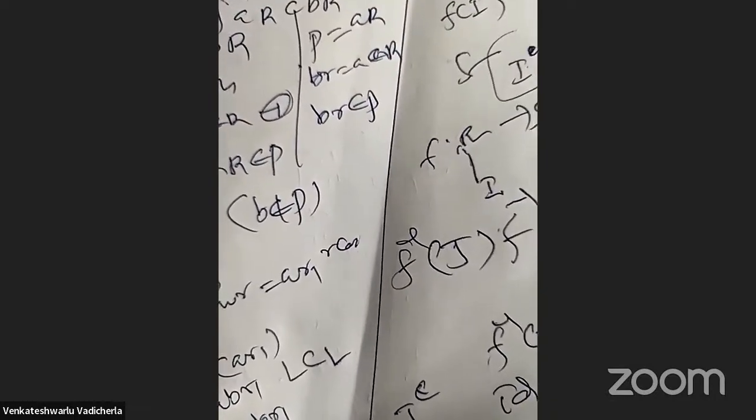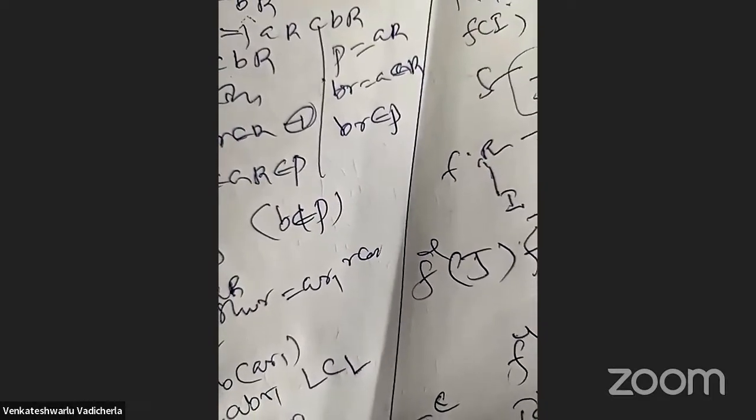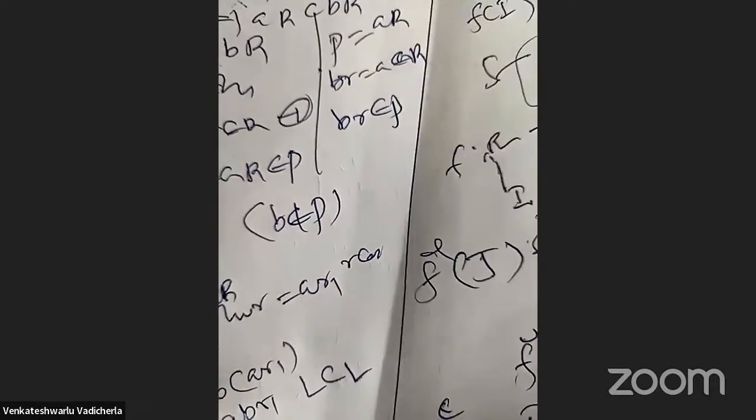So F is a mapping from R to S, a homomorphism. R is the domain ring, S is the codomain ring, and I is an ideal of R. Then the ideal generated by F of I in S is called the extension of I with respect to F. It is denoted by I power of E.